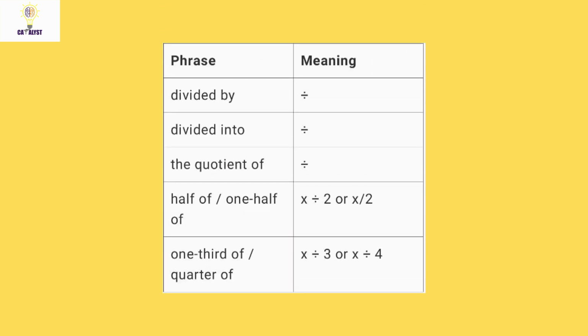Next, for division we get the words divided by, divided into, quotient of. And sometimes we get half of something. Half of something means divided by 2 you have to do. Half of a number: if the number is x, then x by 2. 1/3 of a number, x by 3. Quarter of a number, 3/4 of a number.